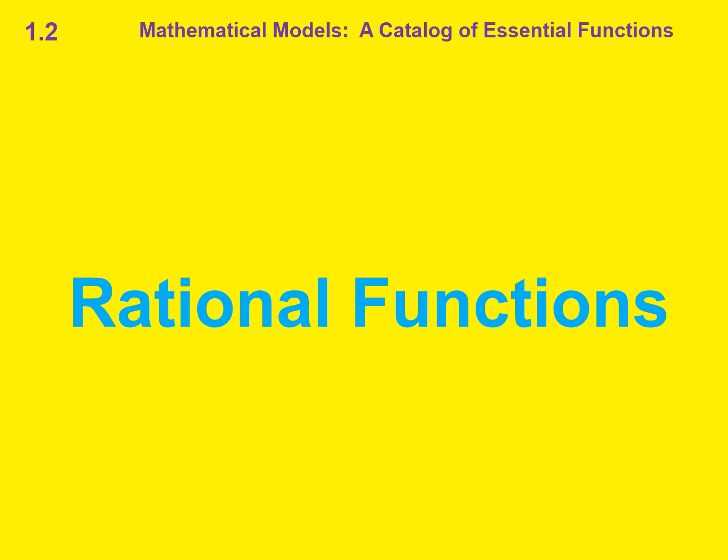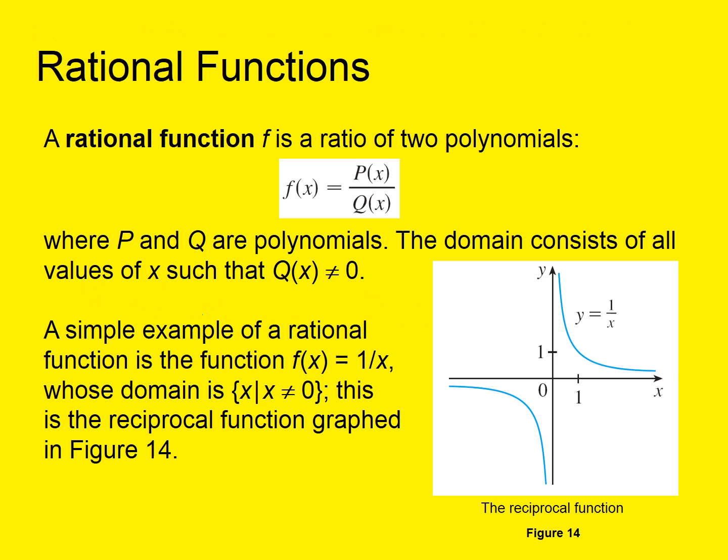Okay, so we continue in section 1.2. These are objectives 4 and 5. Objective 4 is rational functions. A rational function f is a ratio of two polynomial functions, p of x and q of x. So it's rational if it can be written as polynomial 1 over polynomial 2.